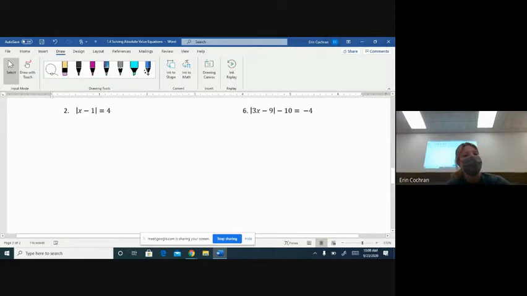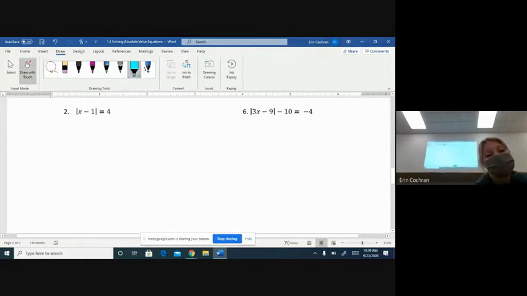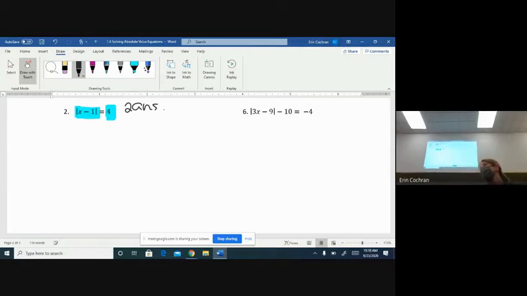All right, number 2. Is my absolute value isolated? Yes, because that's the only thing on the left-hand side. Now I look at this 4. Since it's positive, how many numbers are 4 units away from 0? 2, right? We have 4 and we have -4, okay?